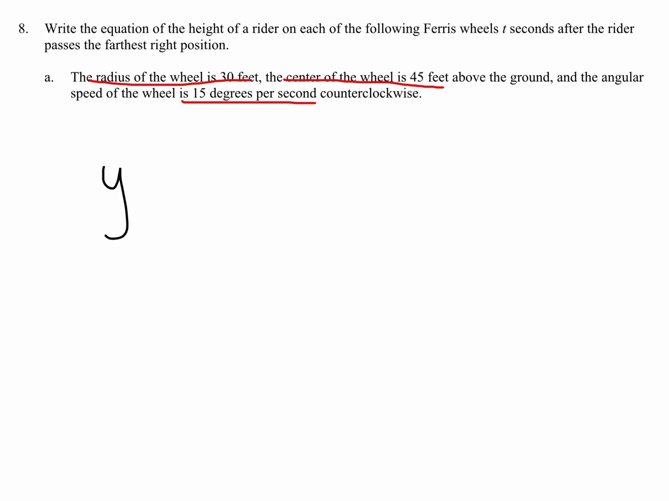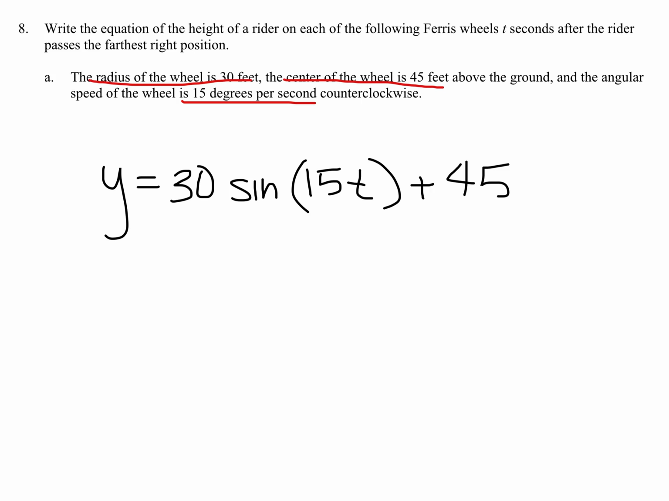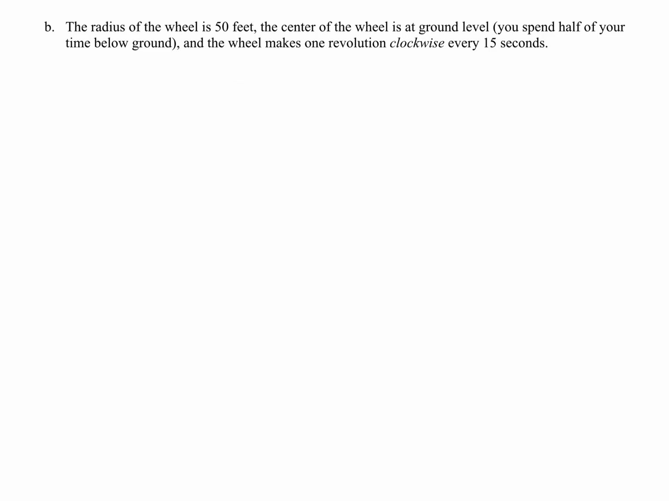So when I'm writing my equation, I have y equals, so I've got my radius is 30 times the sine. That b is my angular velocity, so I'm going to put just 15 times t plus the center of the wheel is 45 feet above the ground. So that would be my equation. And b, it tells me the radius is 50 feet. The center of the wheel is at ground level. And that makes 1 revolution clockwise every 15 seconds.